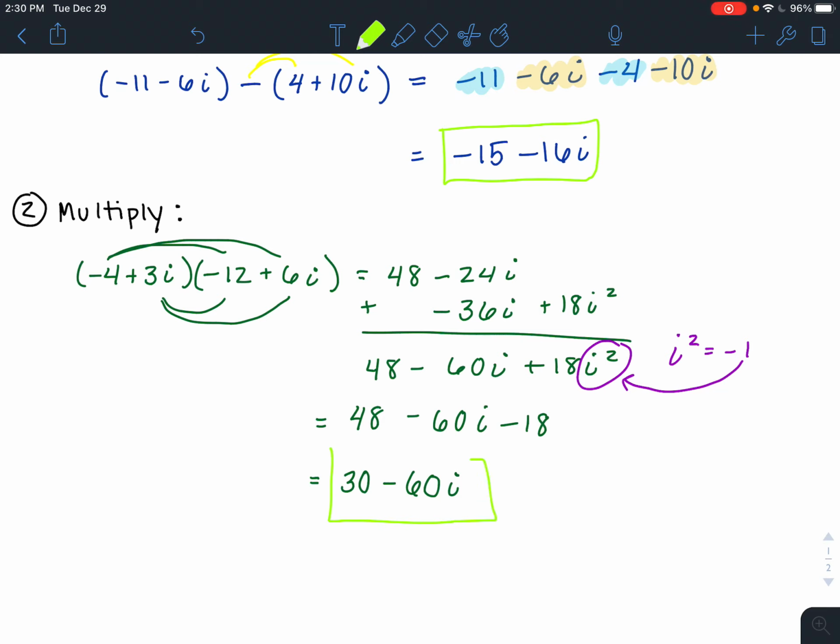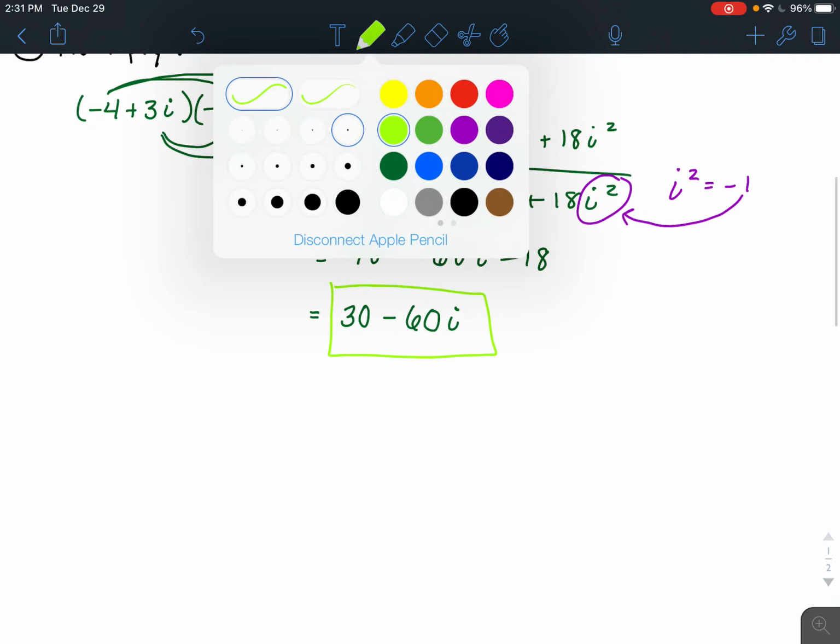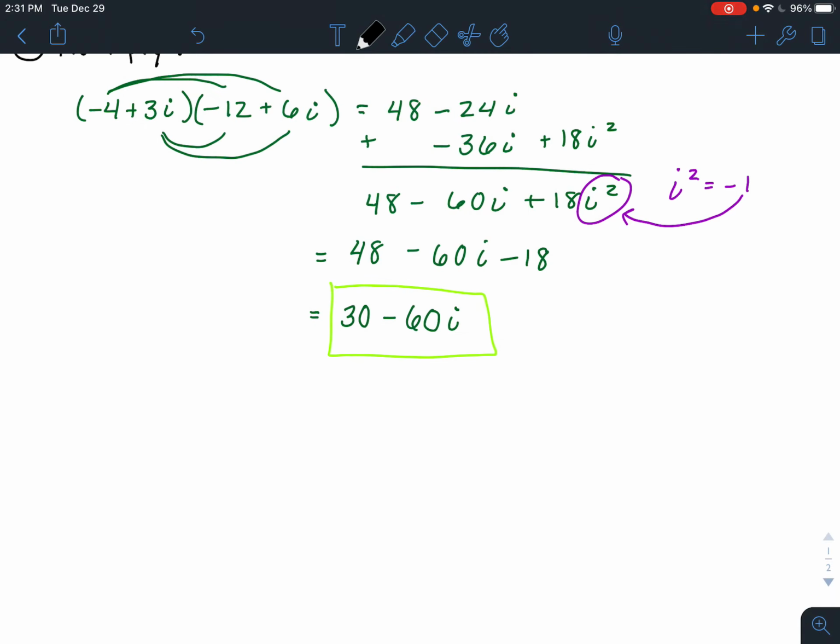And that would be the final answer. So your key thing with multiplying is just to remember to multiply like normal, like two binomials, and then replace any i squareds with a -1. So one other thing that we're going to look at here is we are also going to simplify negative radicals. Actually, before we do that, let's do a quick division.